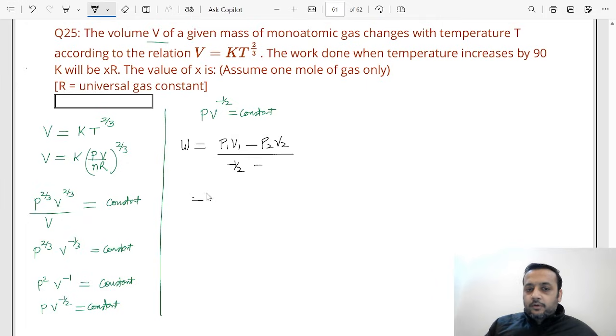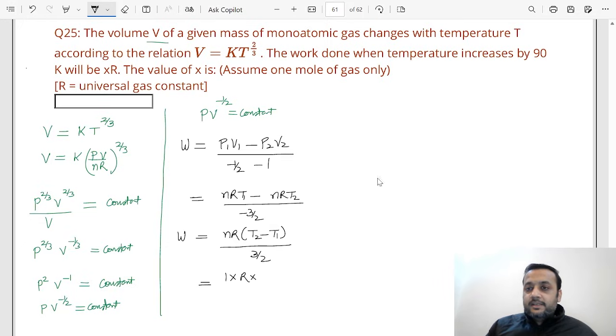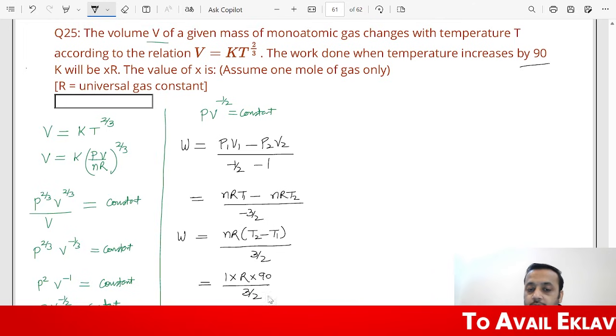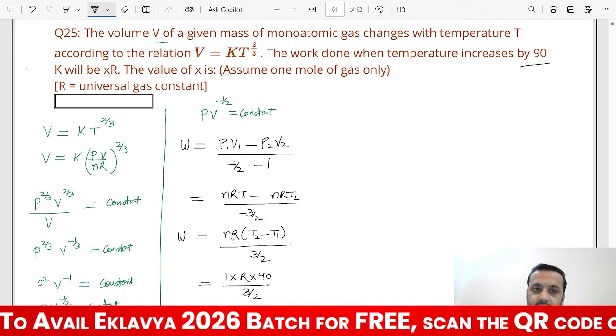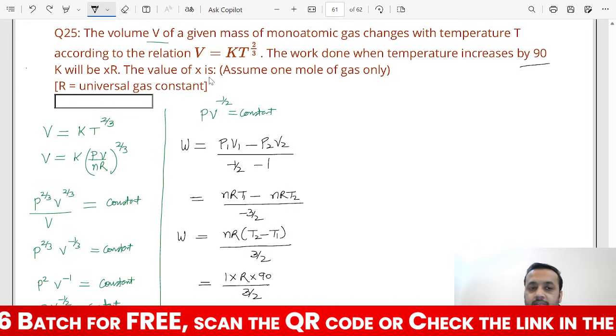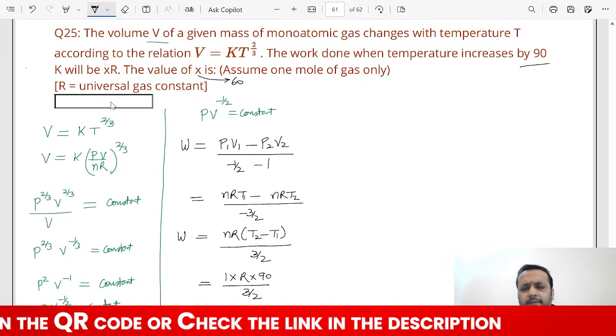Now P1V1 can be written as nRT1, and P2V2 can be written as nRT2, upon minus 3 by 2. So you can write this as nR(T2 minus T1), nullifying the minus sign. This is the work done. The number of moles was 1, and T2 minus T1 is 90 because the temperature increased by 90, upon 3 by 2. So this becomes 180 upon 3, which is 60R. So the work done will be 60R, and this X will come out to be 60. I hope you have understood.